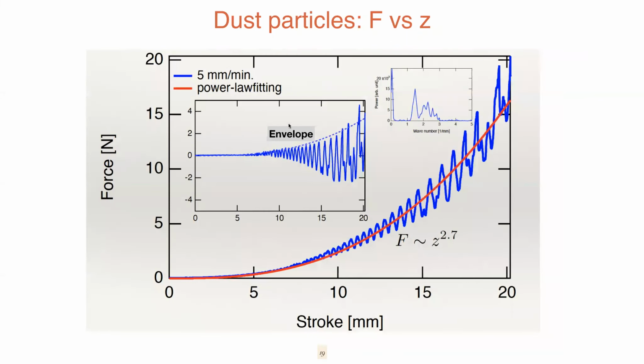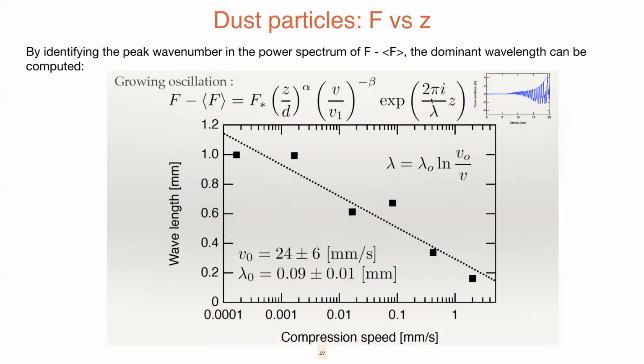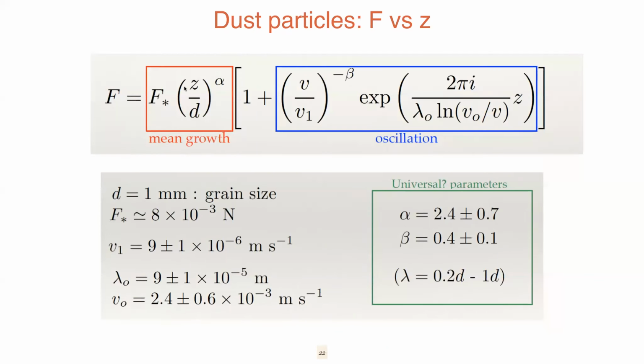So we obtain the power spectrum of the envelope of the oscillations, and then from the maximum peak we obtain this value of lambda, and this was plotted as a function of the compression speed, and also we found a dependence on the compression speed. So by putting all the information together, we basically say that the force versus theta, the compression versus the piston stroke, increases as a power law multiplied by this term that is related to the oscillation dynamics.